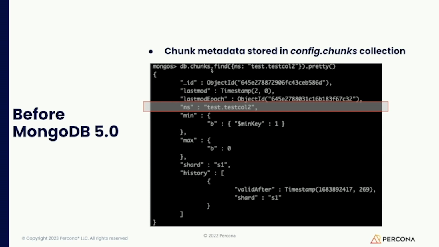Before MongoDB 5.0, any metadata about the chunks was stored in a collection called config.chunks, and you would have the namespace of the collection, and then the ranges that we just saw. Okay, so the minimum value and the maximum, and which shard this chunk lives in. Also, you'll get a field with the history, because chunks, as you know, move around the shards due to rebalancing. So you can easily see where this chunk was before, and so on.